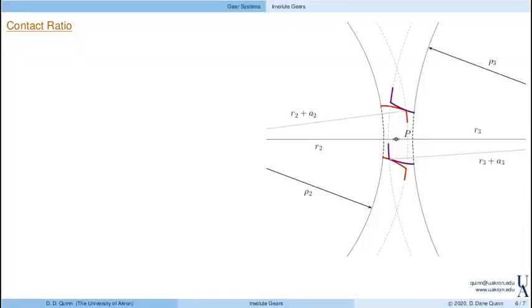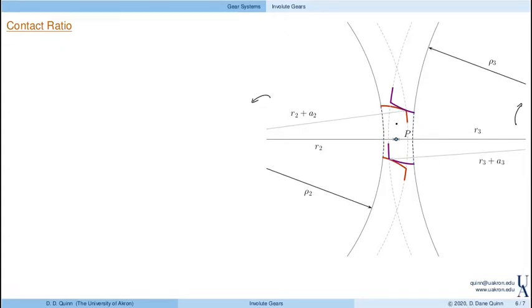One more quantity that ends up being relatively important is the contact ratio. If I look at this picture on the right, what I've drawn here is a single pair of teeth in two different configurations. The lower configuration is when the red and the purple gears first come into contact, maybe rotating in this way, and then they leave contact at this upper position.